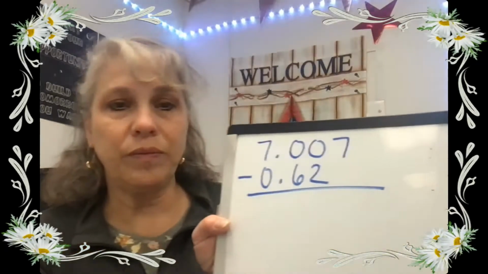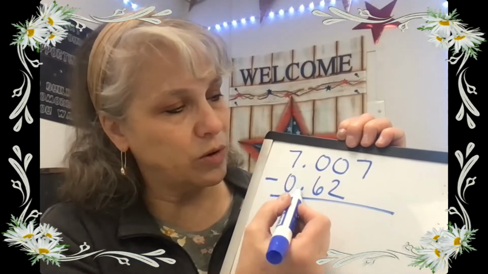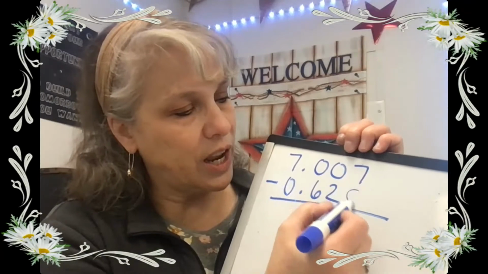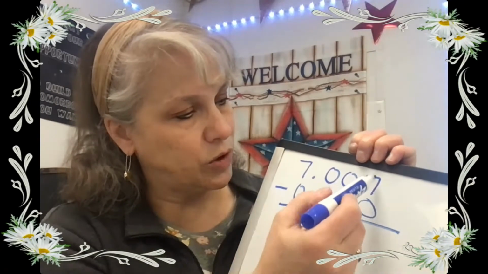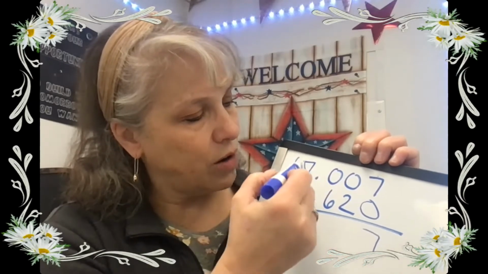Now, when you're subtracting, it's the same thing. You line up the decimals. So if I have 7.007 minus 0.62, I still line up the decimals. That's the most important thing, not the digits. And then I can annex a 0 right here. And now I'm subtracting. 7 minus 0 is 7. Now I have to borrow.